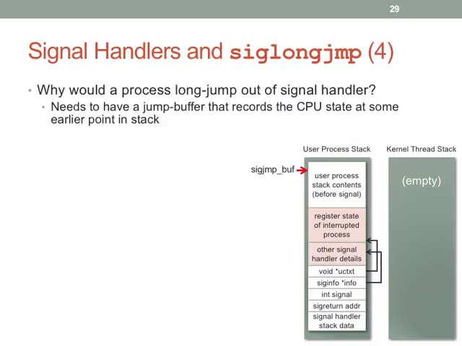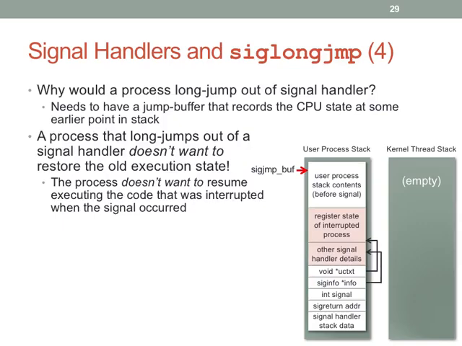Okay? And so this gets back to the other thing that I was mentioning, which is why would a process long jump out of the signal handler back to another part of the code? The reason why it does would simply be that it doesn't care about finishing what was interrupted. Because of the signal, whatever was going on, it just doesn't even care anymore about finishing that other stuff, which means we don't need the register state of the interrupted process. We really don't need any of this stuff anymore because we're saying, I don't care, I want to go back somewhere else. I don't care if the system call finished, any of that.